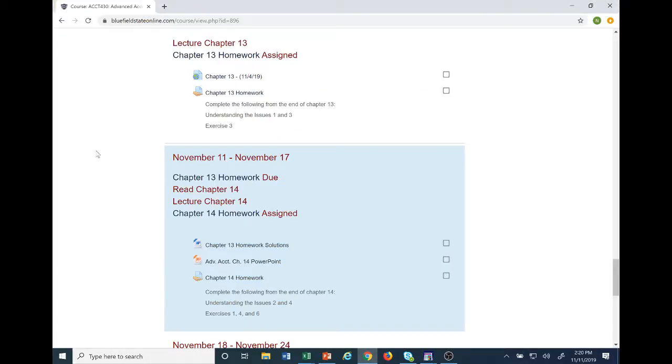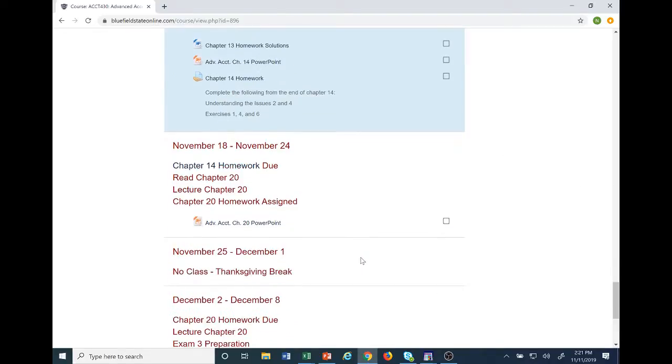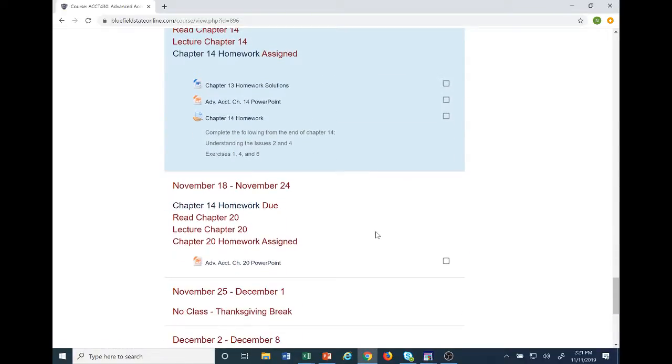Once again, recall that chapter 13 homework is due tonight by 11:55 p.m. Solutions are available. Chapter 14 homework has also been assigned. Once again, it's complete the following from the chapter 14, understanding the issues 2 and 4, and exercises 1, 4, and 6. Moving forward in this class, I'm not totally sure if I'm going to post the last 2 homework assignments that are available. I want to see what work everyone could do on their own. I might change my mind and post the solutions in advance next Monday.